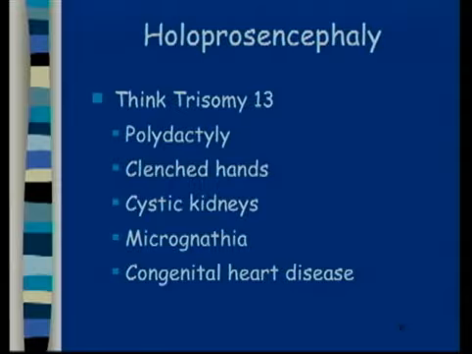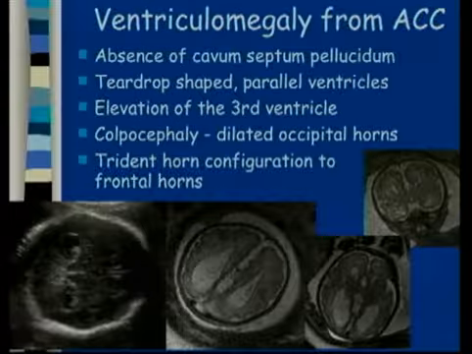Trisomy 13 has polydactyly, so you want to go look at their hands and see if you can count the digits or whether they're clenched and you can't even count them. They can have large cystic kidneys that are usually echogenic. They have micrognathia and congenital heart disease.